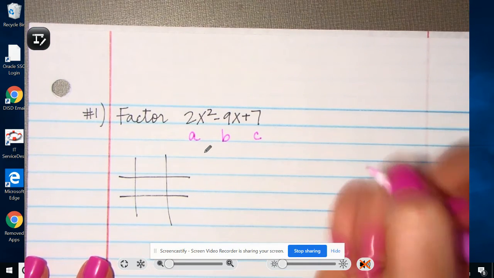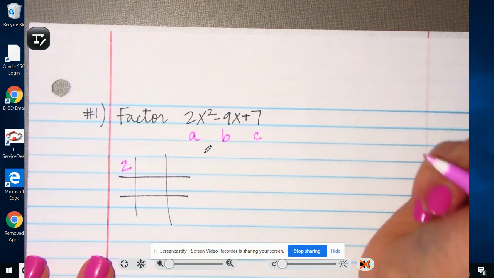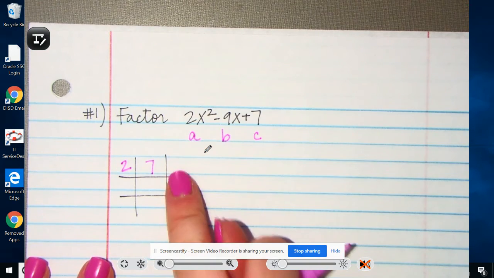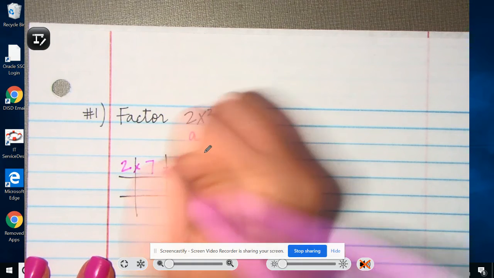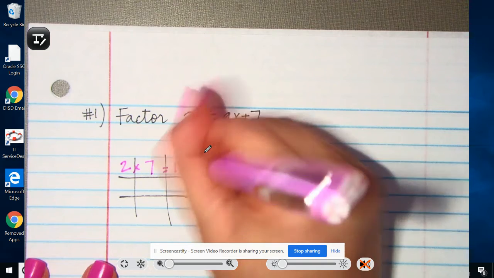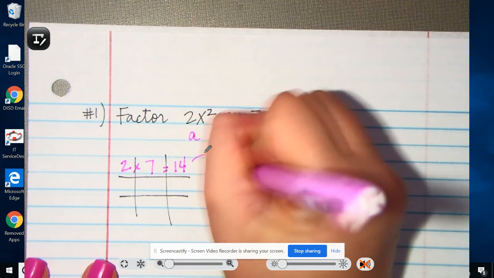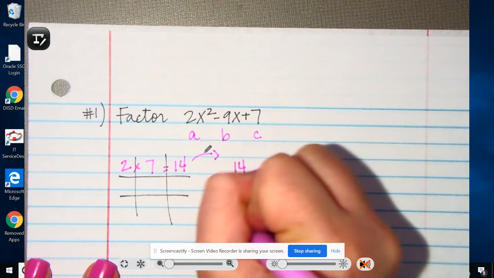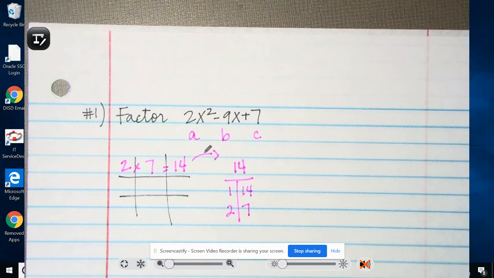Our first box is going to be our A value, which is 2. My second box is my C value, which is 7. And for our final box, we have 2 times 7, which is going to give us 14. So we're going to list out all of our factors of 14. So we have 1 and 14, and then 2 and 7.